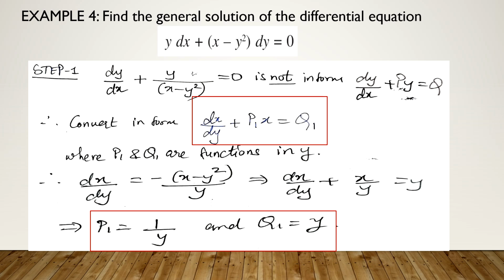So now what will happen is, if you convert in the form dx by dy, you will get dx by dy is equal to minus x minus y square upon y, or dx upon dy plus x upon y is equal to y. So now if we take p1 is equal to 1 upon y and q1 as y, then your p1 and q1 have now become functions in y. So here we are comparing with the form dx upon dy plus p1x is equal to q1, where p1 and q1 are functions in y.